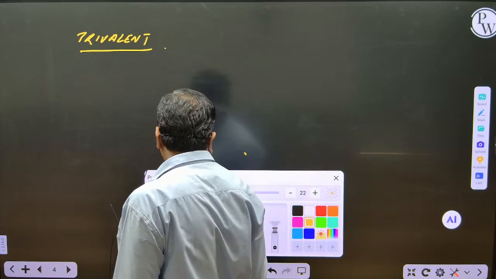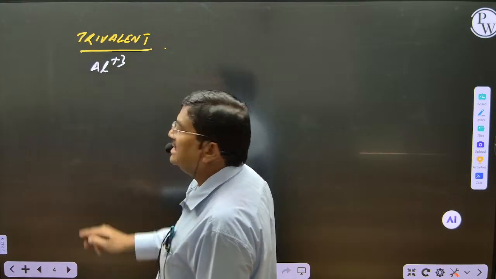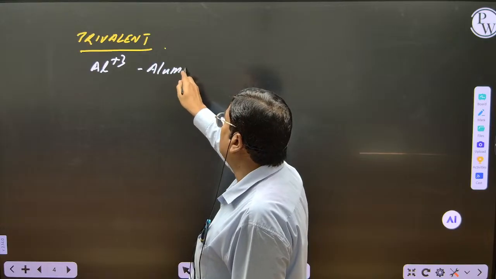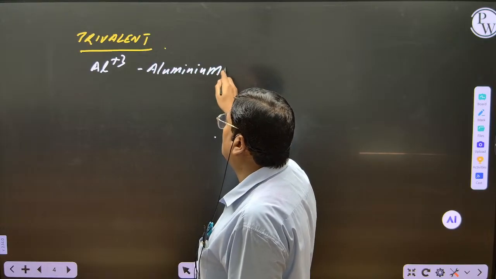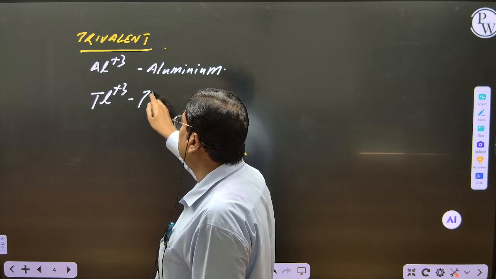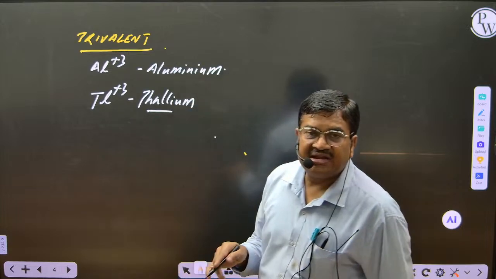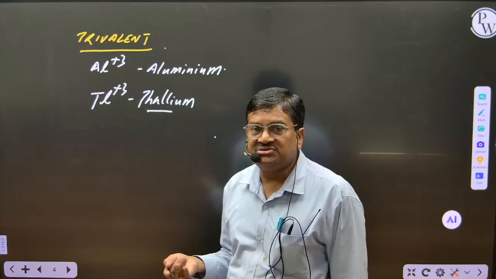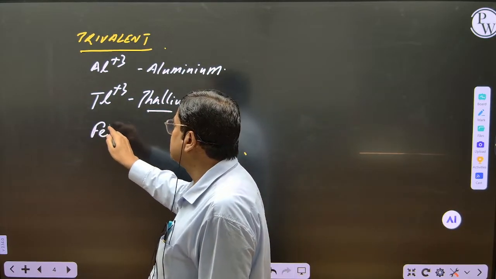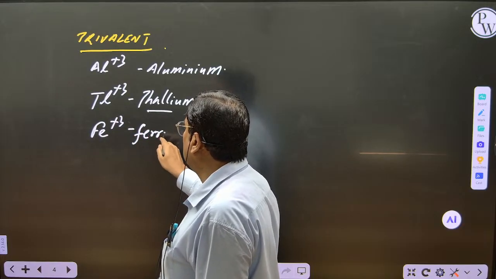Let's write one: aluminium. You know aluminium belongs to the third group. It will form Al plus 3, aluminium ion. And you know thallium. Thallium also exists in plus 3, thallium ion. And you know iron exists as ferrous and ferric. Ferrous we wrote Fe plus 2. Ferric, what do we write? Fe plus 3. Fe plus 3 is called ferric.